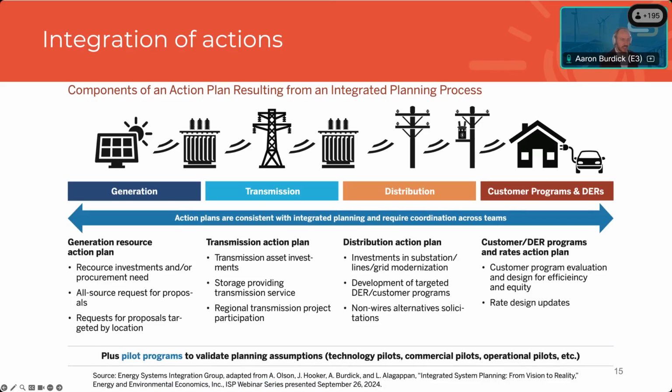For generation, that includes the planned resource investments or procurement, such as all source RFOs. For transmission, that includes traditional wires investments, such as new long distance transmission lines, as well as alternative investments like storage as a transmission resource. The distribution action plan includes similarly wires investments, grid modernization, as well as the opportunity for targeted customer or DER programs to support distribution needs.